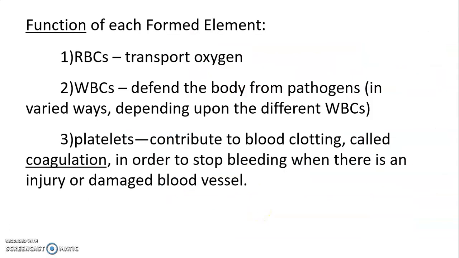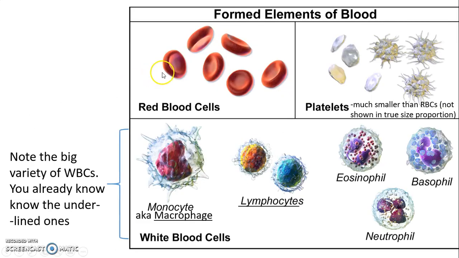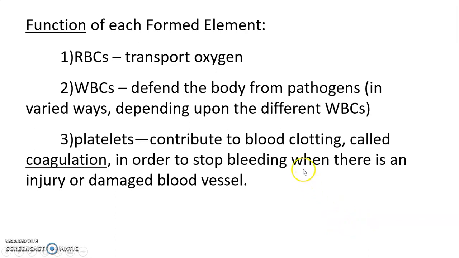Okay, to give a really super summarized function of each one, red blood cells transport oxygen, white blood cells defend the body from pathogens, fight pathogens, and they do it in very many different ways. Each one of these has a different method of fighting. And platelets are involved in blood clotting. The scientific name for that is coagulation. And blood clotting is not a continuous need like the delivery of oxygen is. It's needed just when there is an injury, really a tear to a blood vessel, and it's to prevent excessive bleeding from that tear.